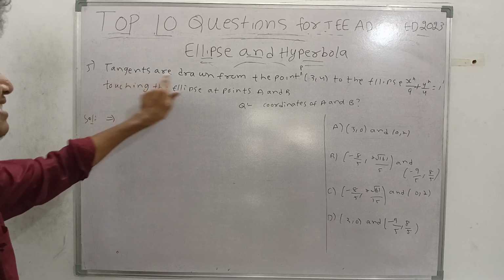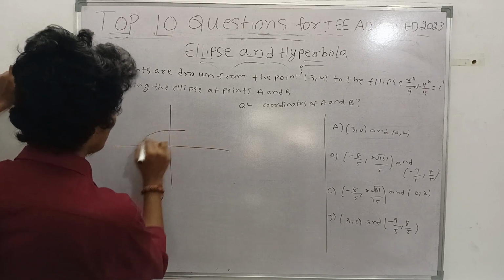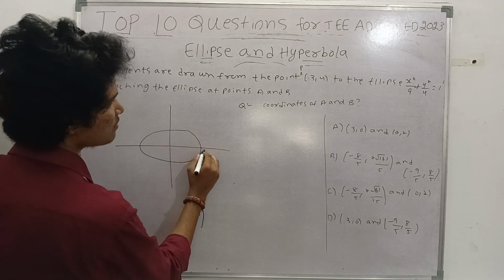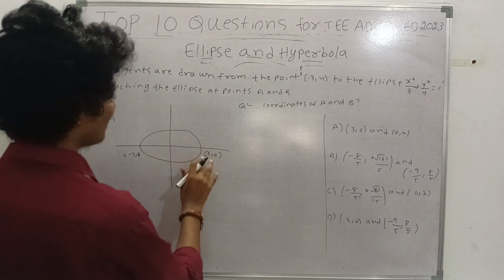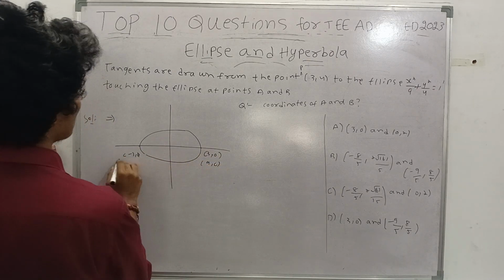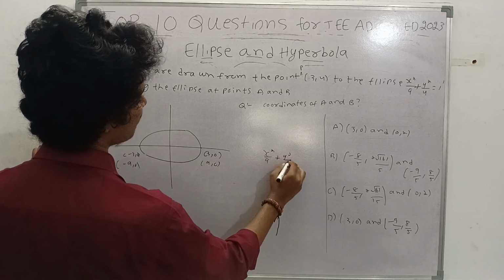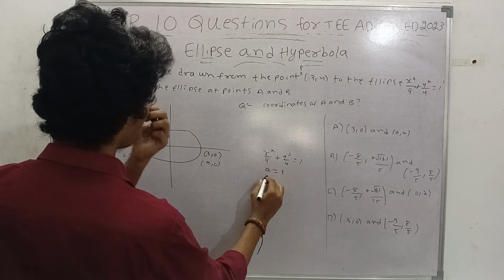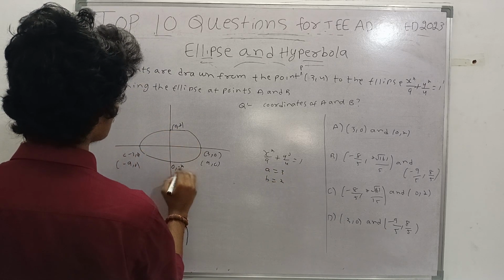Listen how it is. Tangents are drawn from the point 3, 4 to the ellipse. They have given one ellipse. And what are these points? It will be 3, 0. It will be minus 3, 0. Why I am saying? Because these points are the a, 0 point and minus a, 0 point. What is the given ellipse? X square divided by 9 plus y square divided by 4 equal to 1. Here a equal to 3, b equal to 2. So what is this quadrant? This point is 0, 2. This is 0, minus 2.